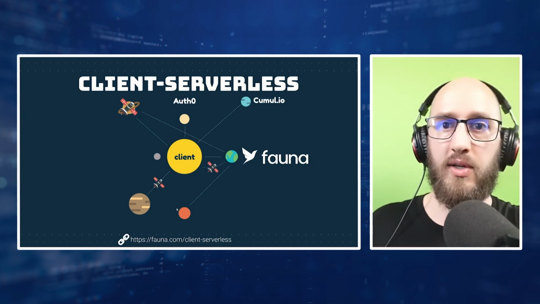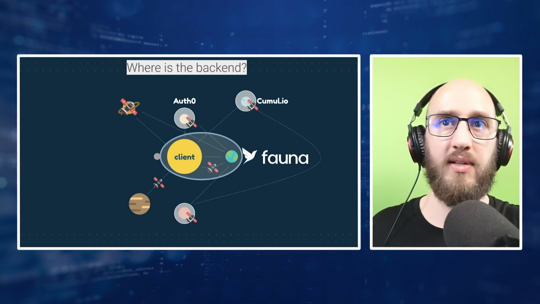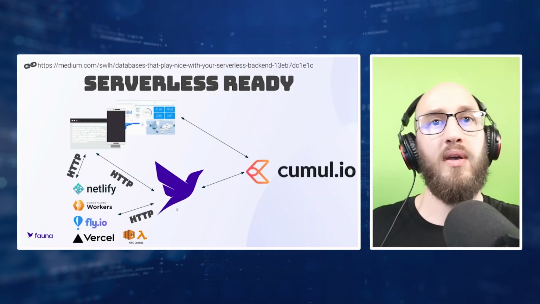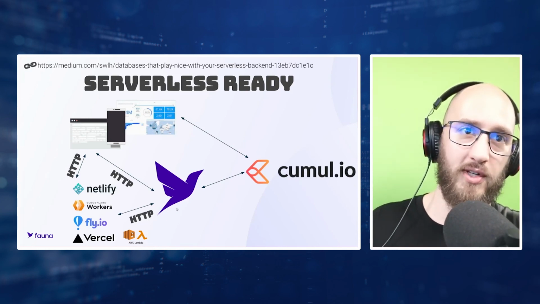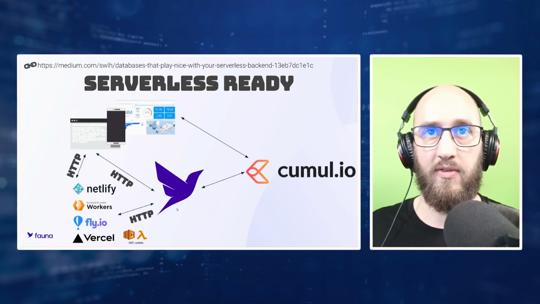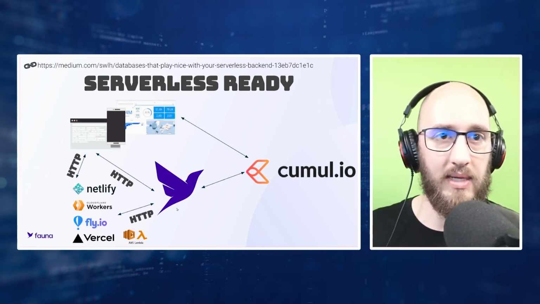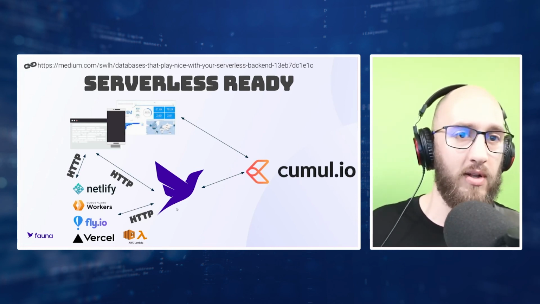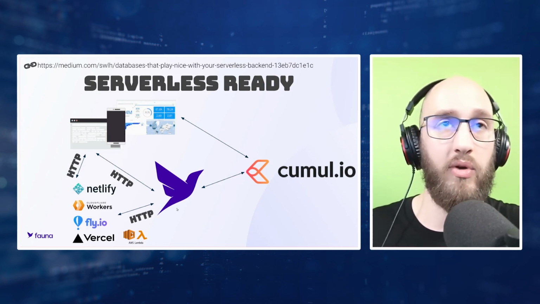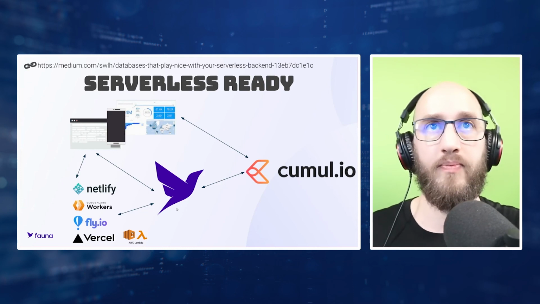Does that mean there is no backend anymore? No, these backends are more integrated into services, and if you need them, they're still there, but in the form of serverless. And Fauna is also serverless ready because it's HTTP. So we don't have a fixed number of connections. You can easily access it from Netlify, Cloudflare Workers, AWS Lambda, without actually worrying about these connection limits.